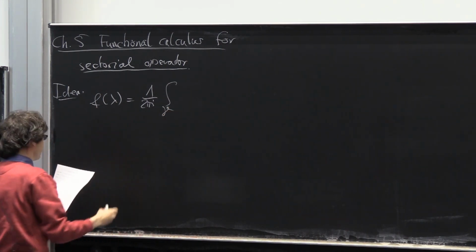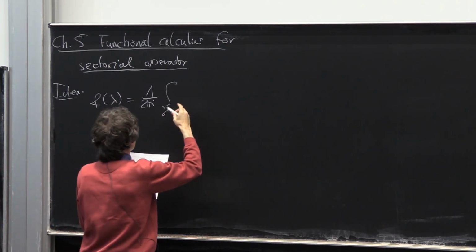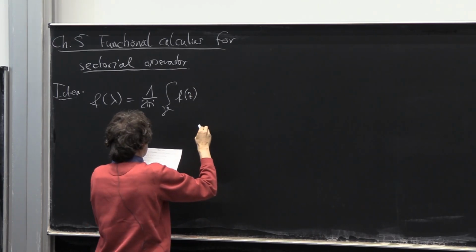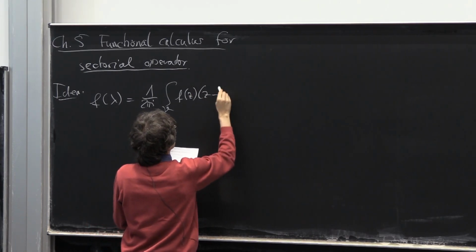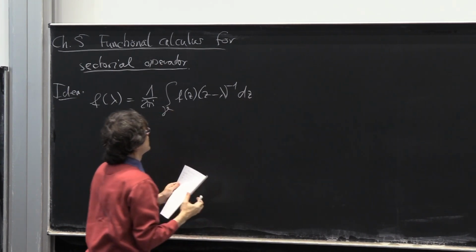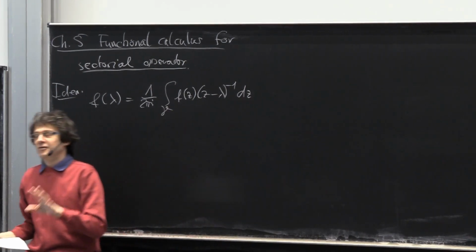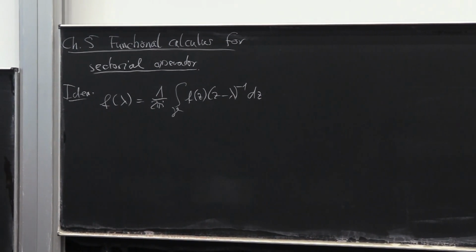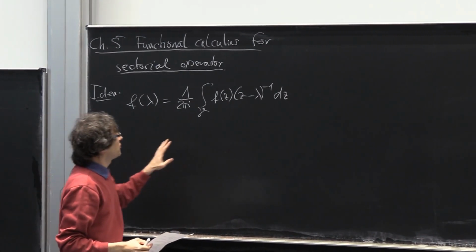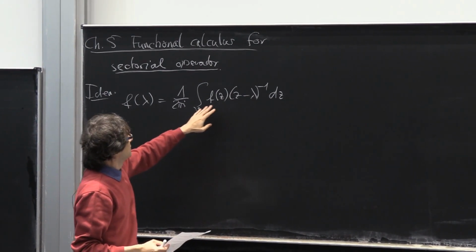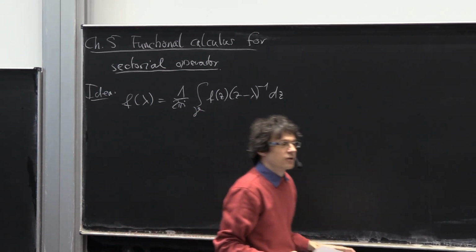So you can write f of lambda as 1 over 2 pi i times the path integral along some path gamma of f of z times (z minus lambda) to the minus 1. So usually this is written as a fraction, but I want to write it like that. So this is the Cauchy integral formula, which is true whenever this path surrounds the point lambda once in a counterclockwise sense.